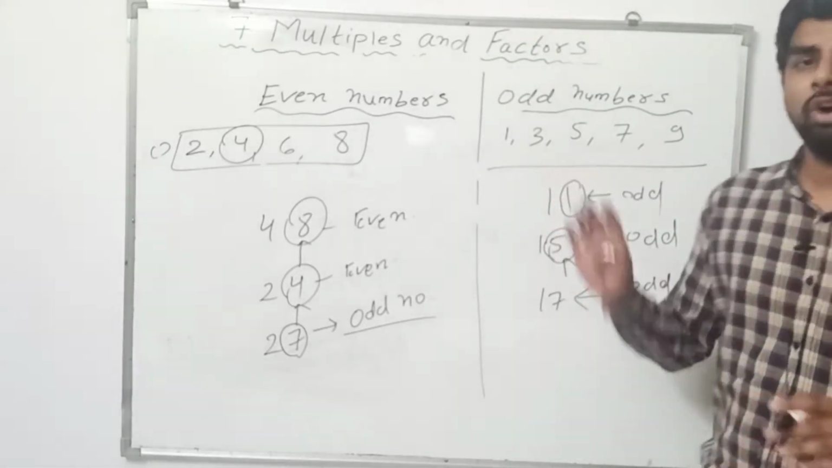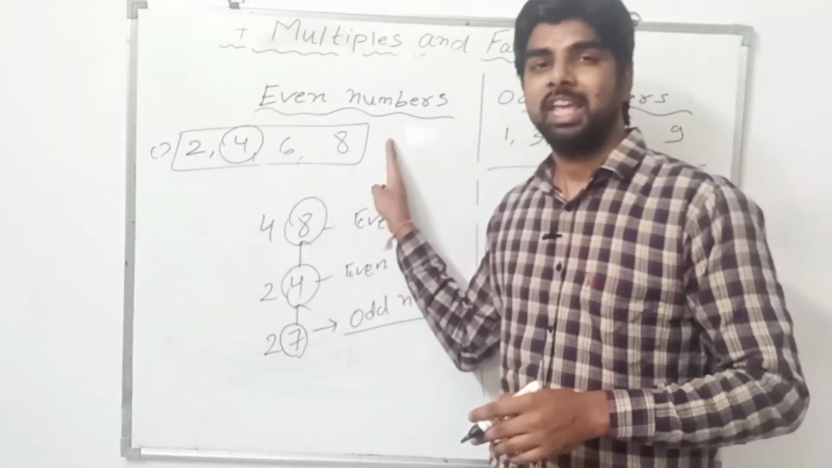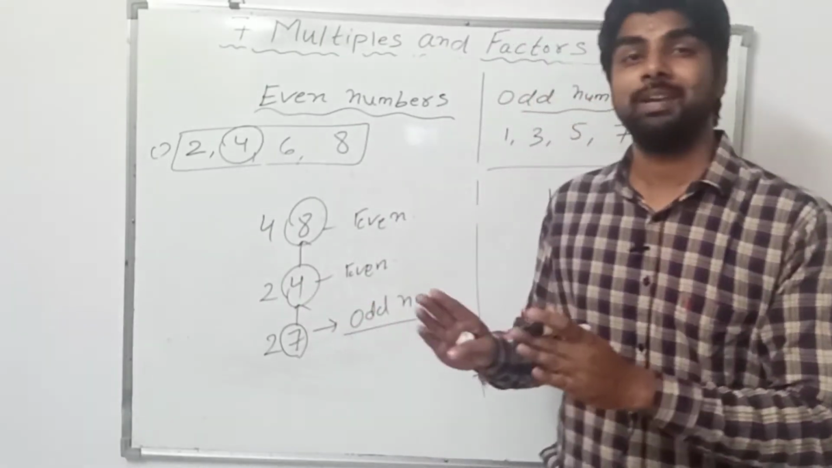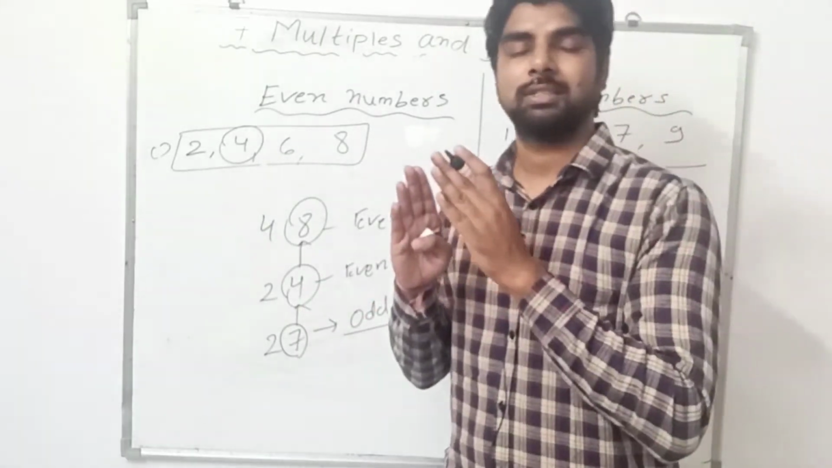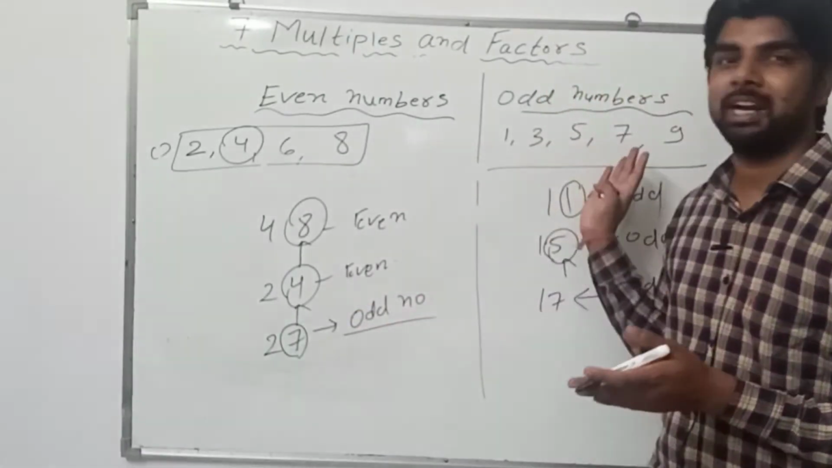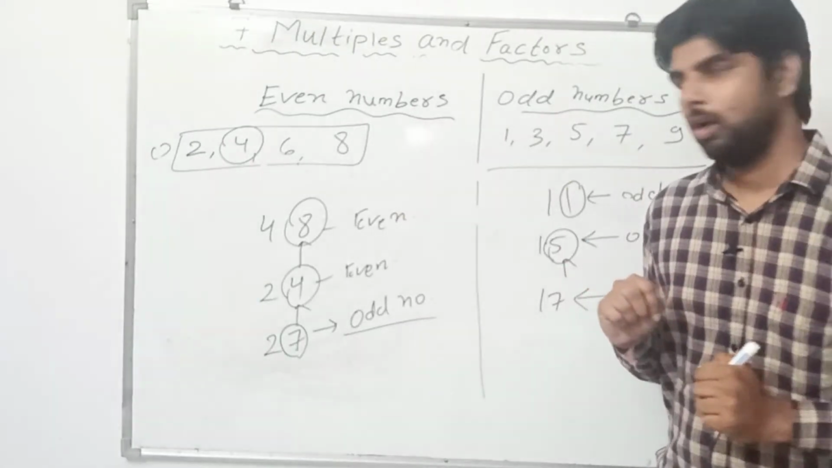Okay, so it is not necessary for you to remember the odd numbers. Only you have to remember even numbers. If a number is divisible by 2, or fully divisible by 2, that number is an even number, and if it is not divisible by 2, that number becomes an odd number. So this is the difference between even numbers and odd numbers.